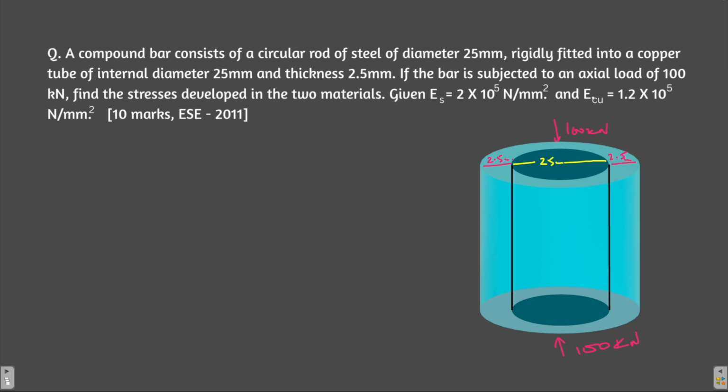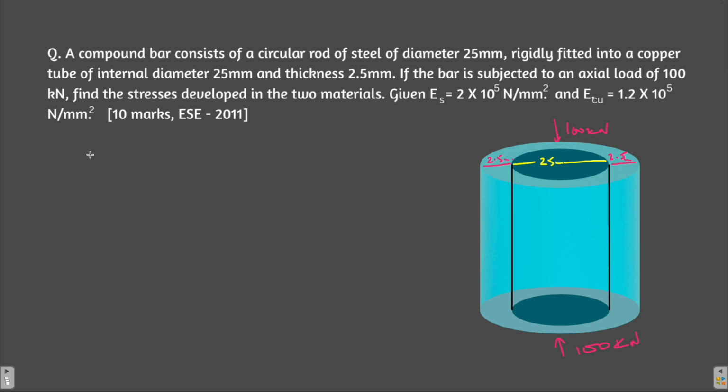So how will we decide which bar will carry more load and which bar will carry less load? So that is our first objective. Our first objective is to find out which bar is carrying how much load, okay? And once we know that, it's very easy. Load, that is force per unit area, will give us the stresses, okay? So let me write it down.